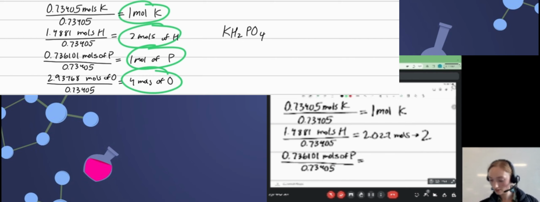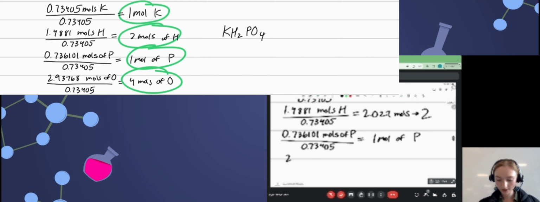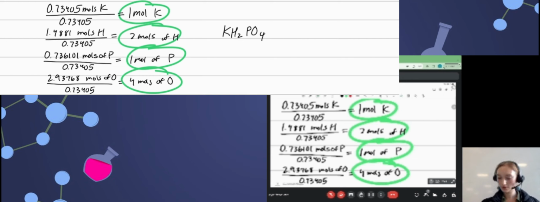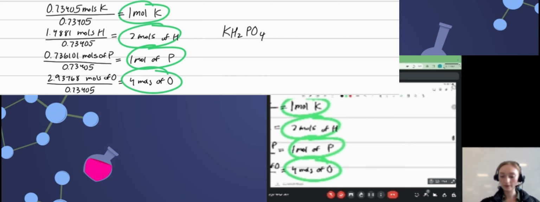And so we will get 1 mole of phosphorus. And finally, the last one, 2.93768 moles of oxygen divided by the least number here, we will get 4 moles of oxygen. So now that we have, I'll just cancel this out right here, make it look a little bit better. Now that we have the amount of moles of potassium, hydrogen, phosphorus, and oxygen in the wholest number ratio, we can actually write the formula for this compound.